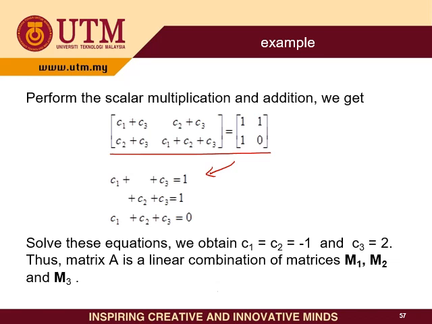So solve these equations and you will get C1 and C2 equal to -1, C3 equal to 2. Thus, matrix A is a linear combination of matrices M1, M2, and M3.